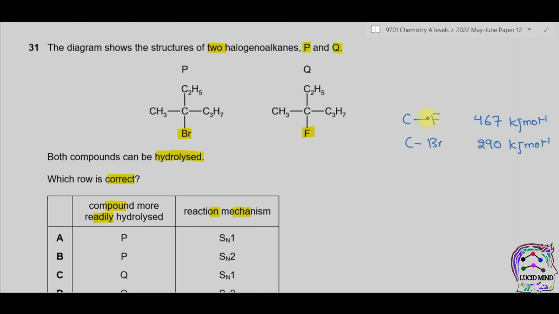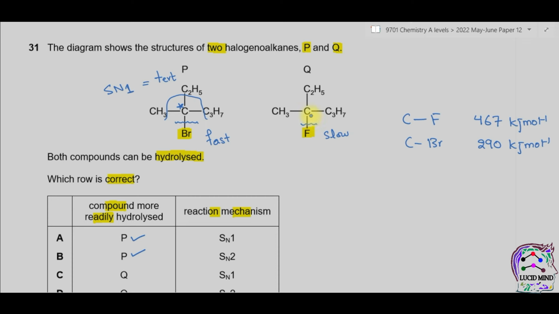This is because fluorine is more electronegative and it makes a strong bond because of smaller size. So carbon-bromine bond is easy to break, so P hydrolysis will be fast and Q hydrolysis will be slow. So it should be P that is readily hydrolyzed. Now let's look at the reaction mechanism. Reaction mechanism depends on whether it is primary or tertiary halogenoalkane. So let's look at this carbon that is attached to bromine. Now the carbon attached to bromine is attached to 3 other carbons directly. So it means it is tertiary halogenoalkane. Tertiary halogenoalkane always undergoes SN1 mechanism.